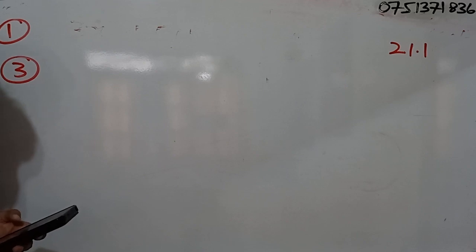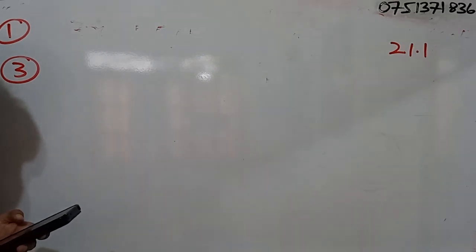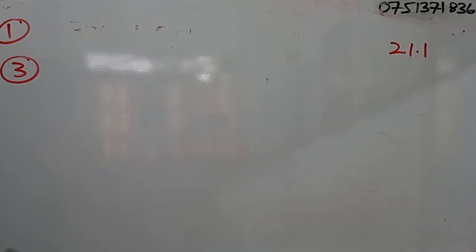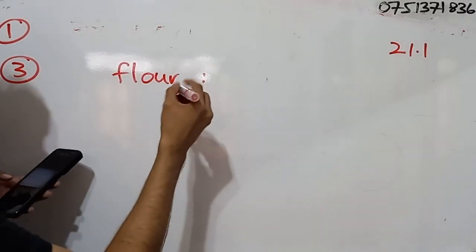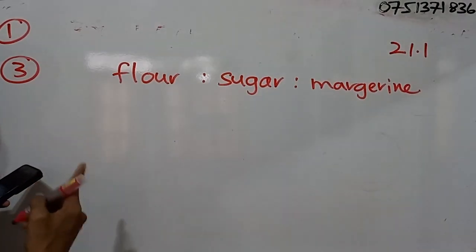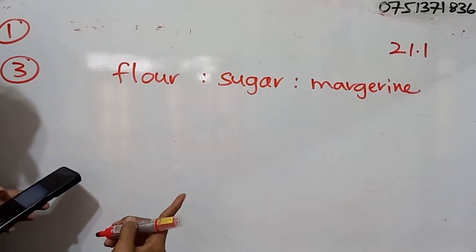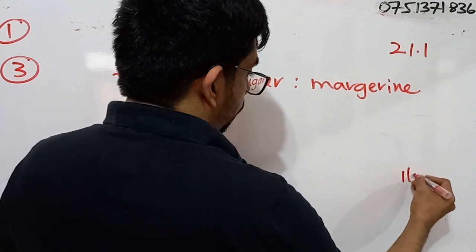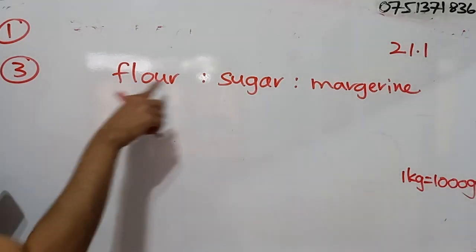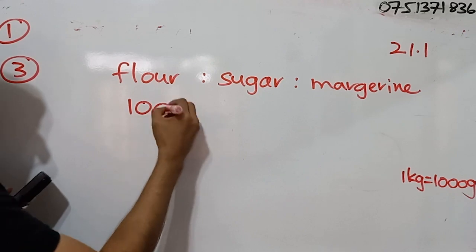Right. Part 3. The ingredients for a cake are 1 kilogram of flour, 500 grams of sugar and 500 grams of margarine. Right? So we have flour to sugar to margarine. So we have 1 kilogram of flour now. So other ingredients are given to us in grams. So we know 1 kilogram is equal to 1000 grams now. Right? So we will write the amount of flour in grams. So it will be 1000.